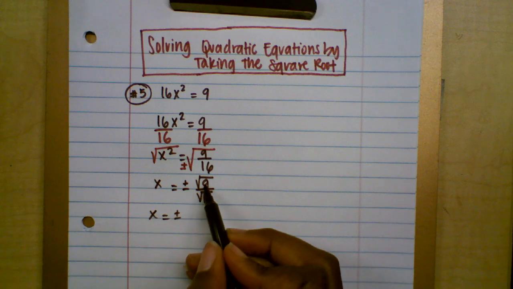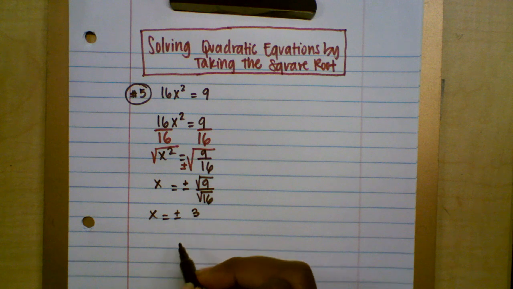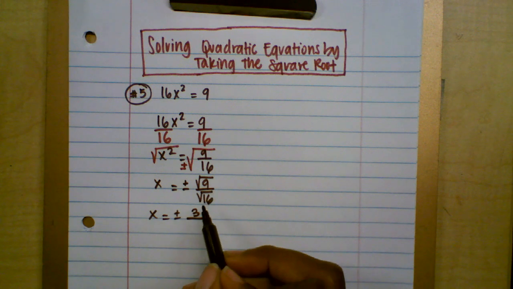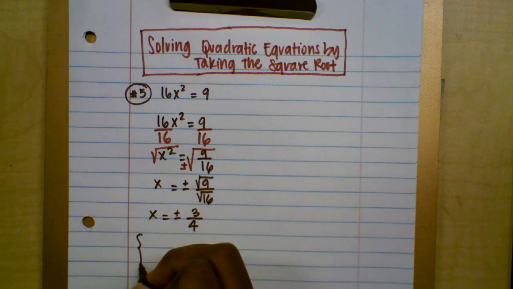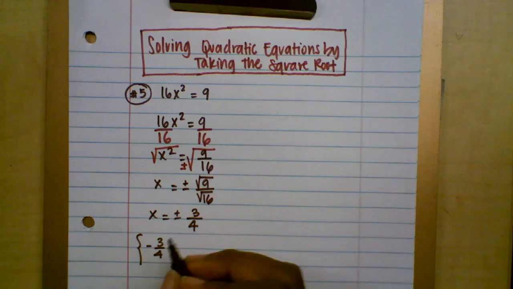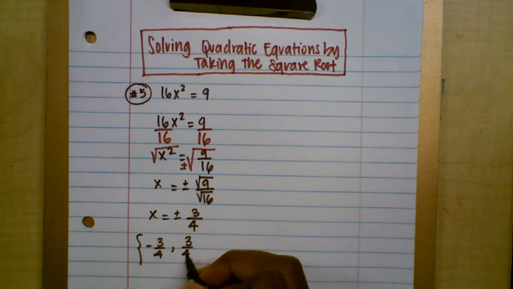So let's continue. 9 is a perfect square. What number do we square and get 9? It's 3. And what is the square root of 16? What whole number do we square and get 16? It's 4. So again, you have two solutions, which are negative 3/4 and positive 3/4. I like to start with the negative value first, and then the positive, so from least to greatest.